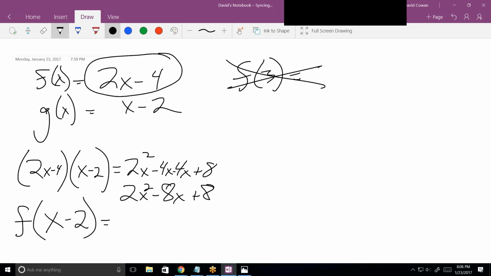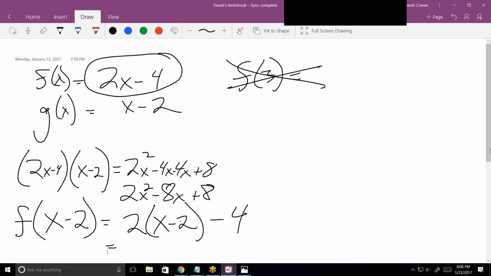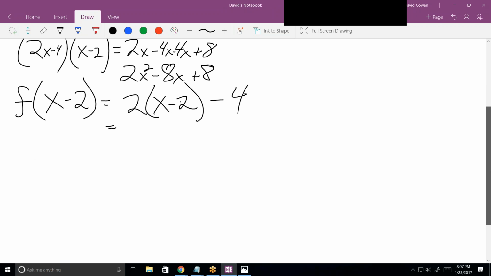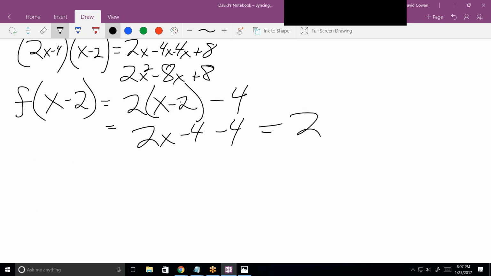What's the rule? Two times x minus 2. There you go. Whatever's in the parentheses, you substitute wherever you see x. And that's what I just did. Now we have to distribute and simplify that, but you don't ever want to do that in the same step. It's just too easy to make mistakes. So this becomes 2x minus 4, which becomes 2x minus 8. And that's your answer. You want to do it exactly like that.